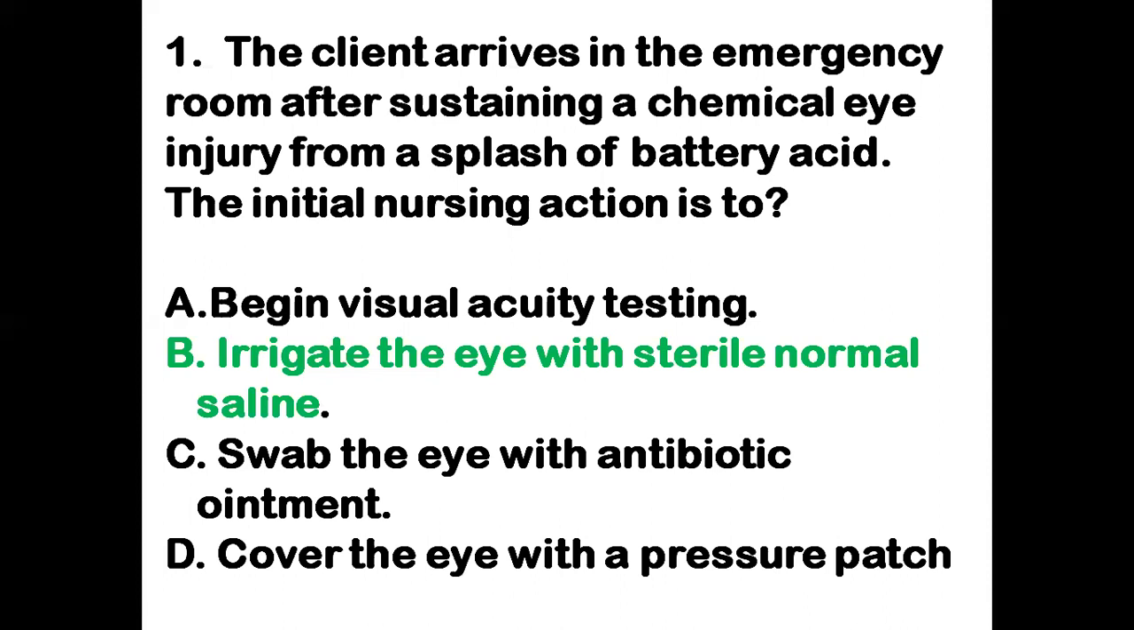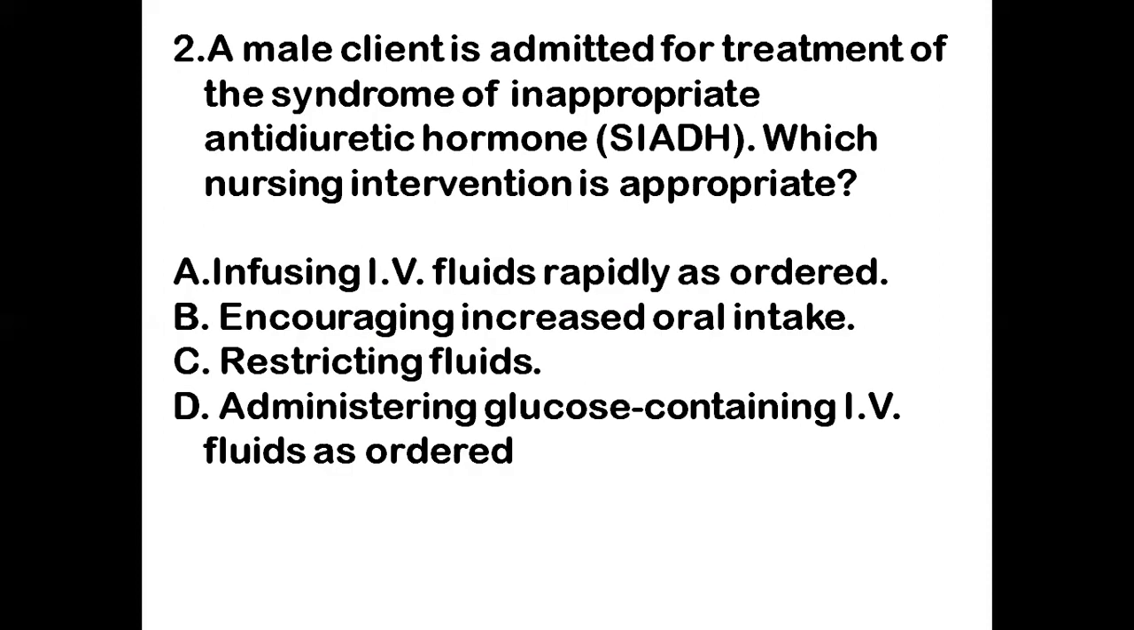So, the key point to remember: when a chemical eye injury or splash happens, what do we have to do? Irrigate the eye with sterile normal saline. We have to wash it out first. Got the point? So let's see the second question.